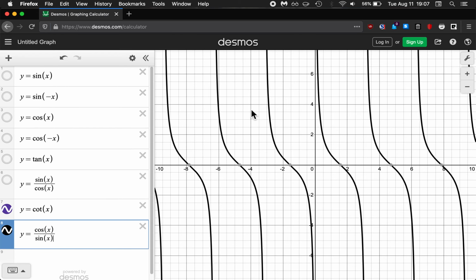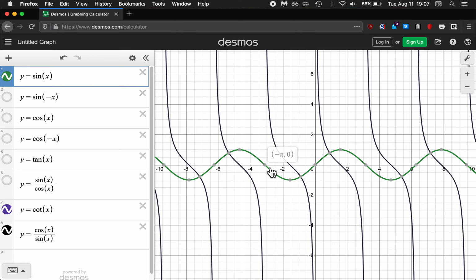So all of these asymptotes are the places where I'm trying to divide by 0 in the sine function. So this 0 crossing here corresponds exactly to the cotangent function shooting off to infinity. The cotangent is a little bit less popular than tangent. If you can use one in a situation, you can usually use the other, but it's good to know that it exists. Now let's take a look at the other two of these functions.